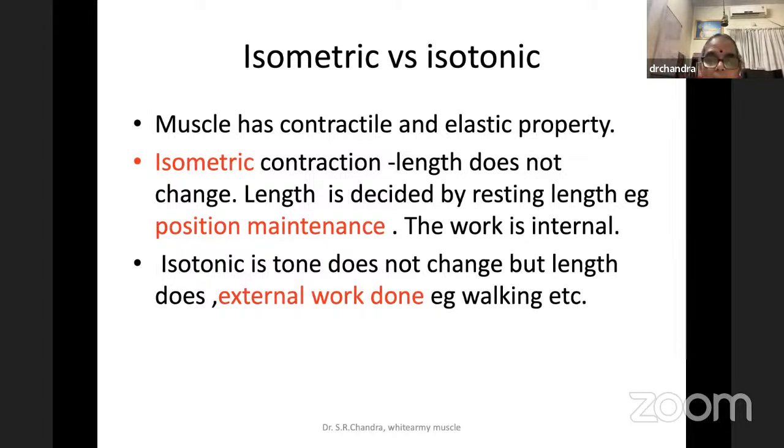So we have got various types of contraction, isometric contraction and isotonic contraction. What is isometric? The length is constant. What is isotonic? The tone is constant. Muscle has contractile and elastic property, as we have already seen. And in isometric contraction, the length does not change.